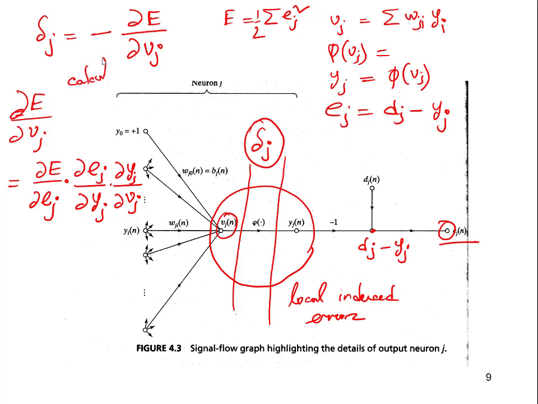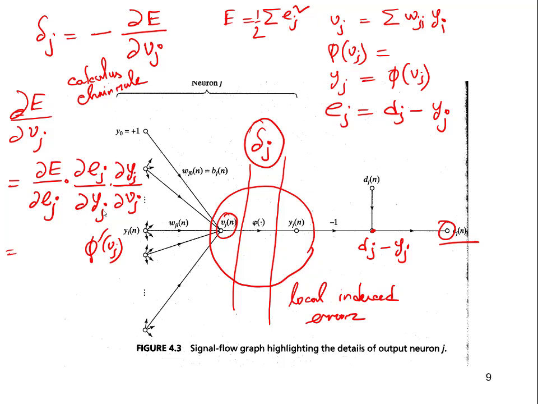calculus chain rule. So this can be rewritten using the chain rule as well. So what about delta Yj and delta Vj? We know that Yj is equal to phi of Vj. So if you differentiate with respect to Vj, it will become phi prime of Vj. That is the portion here. We are replacing that one.